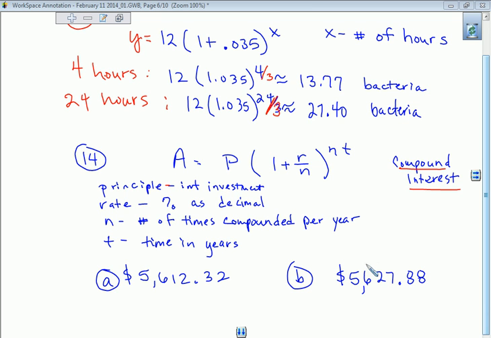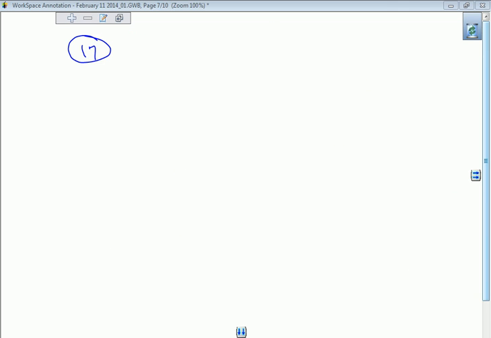All right, so e is just a number. We're going to study that, and it is used in the compounding continuously formula. We have to move on.